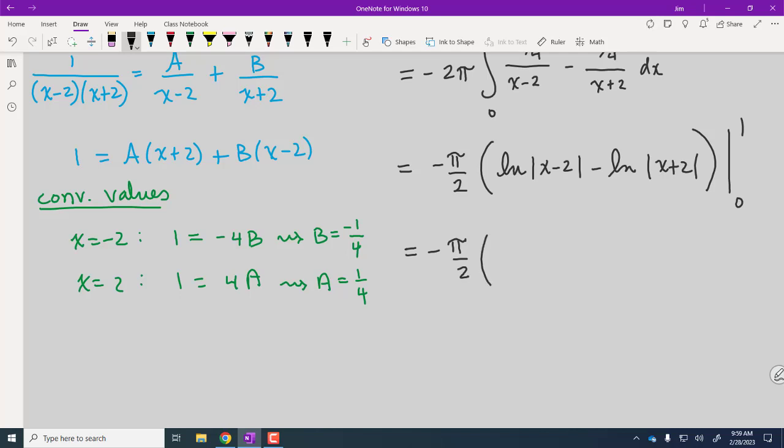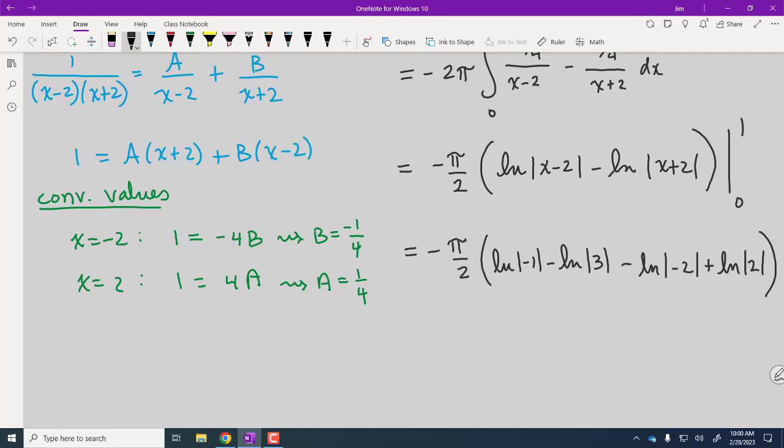So plugging in 1 is going to give natural log of -1 in absolute value. So let's write it out. Minus natural log of 3. Then we're going to subtract off the antiderivative at 0. So we're going to have minus natural log of -2 in absolute value, minus minus is plus, natural log of absolute value of 2.